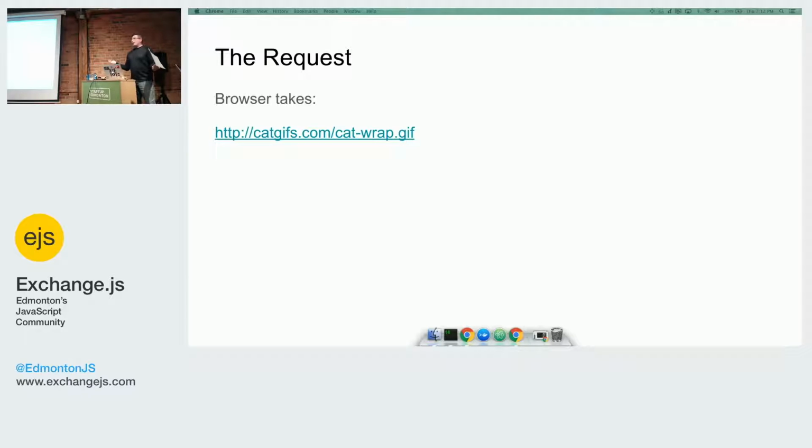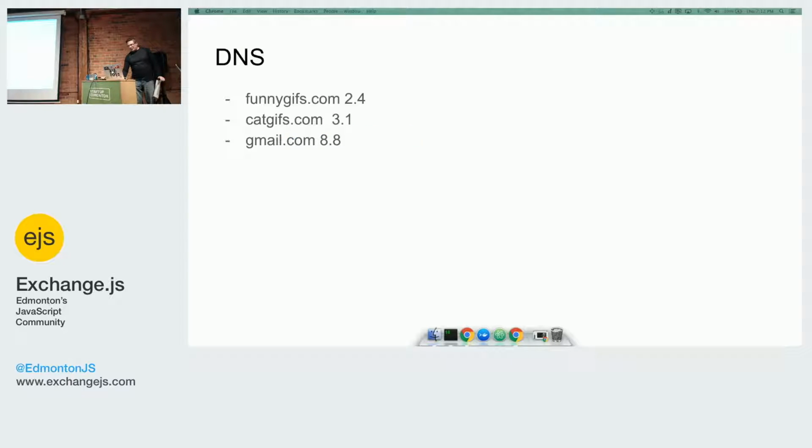So the first thing we do is take catgifts.com. Computers don't speak English, they don't know what it means, so they do DNS. They look up in the global DNS lookup, and there's some magic there. Catgifts.com goes to 3.1. So that is our magic IP where we need to route to. Okay, so that's the first thing that happens.